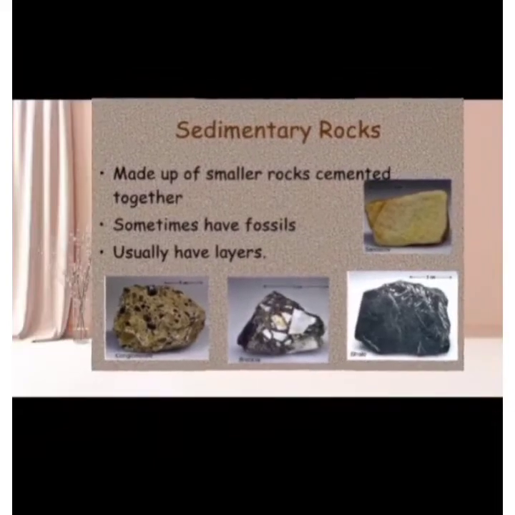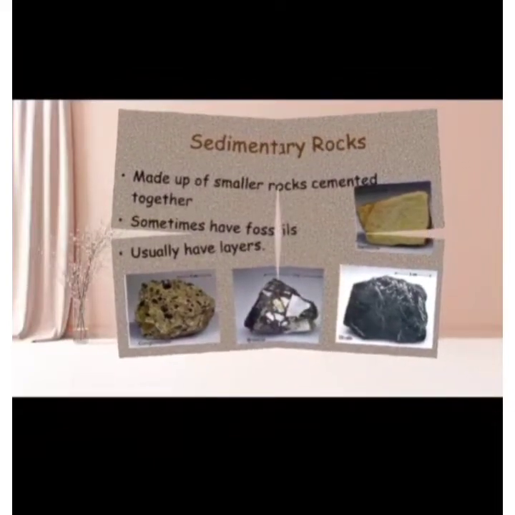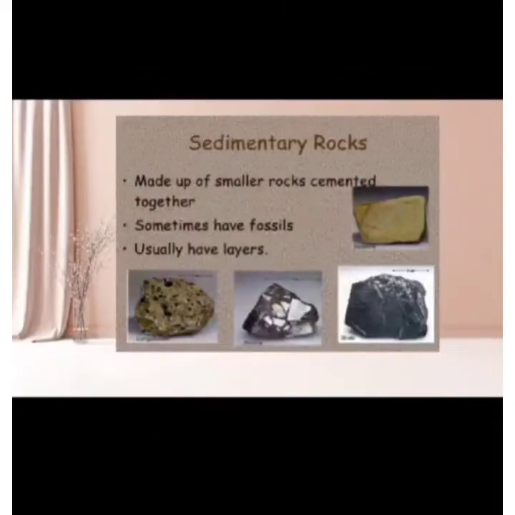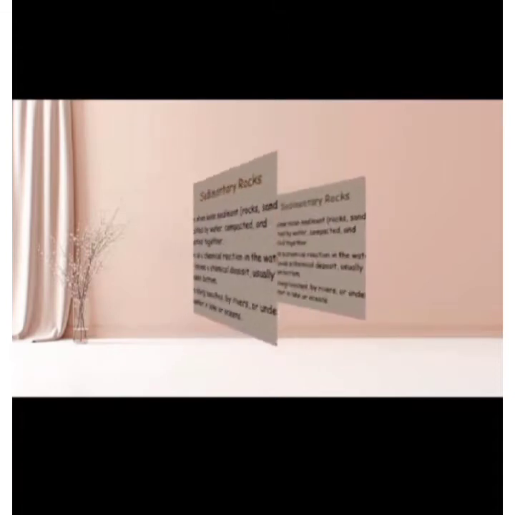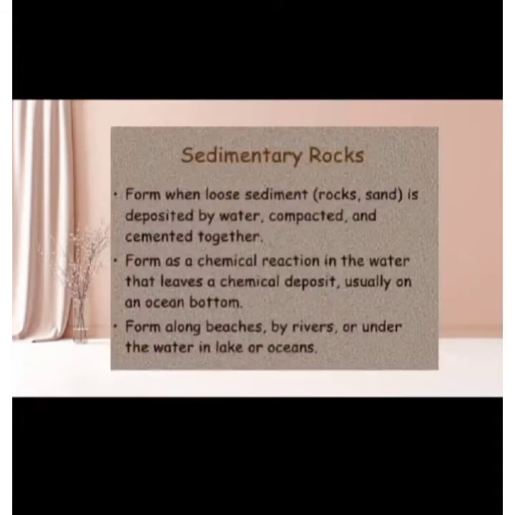The second form of rocks is sedimentary rocks. Sedimentary rocks are made up of smaller rocks cemented together. Sometimes they have fossils. Usually they have layers. Sedimentary rocks form when loose sediment, such as rocks and sand, is deposited by water, compacted, and cemented together.